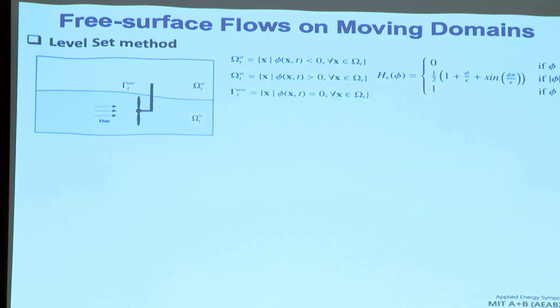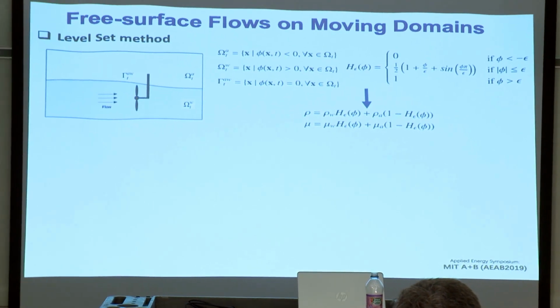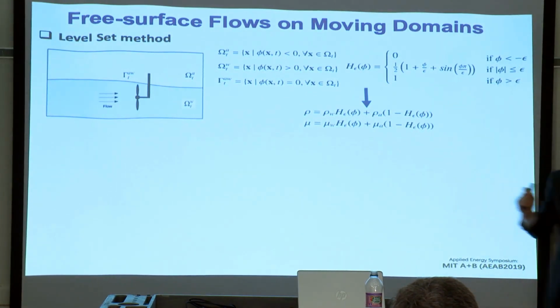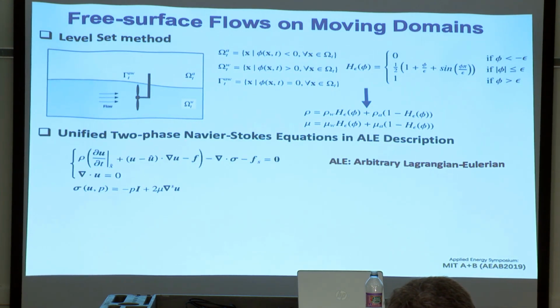With this level-set function, you can define a Heaviside function. With the help of the Heaviside function, you can define the fluid density and fluid viscosity at each point of this domain by linear interpolation between the air subdomain and the water subdomain. Once you have fluid properties, you can start to write down the Navier-Stokes equations for fluid flow. Here the equations are written in ALE description. ALE means arbitrary Lagrangian-Eulerian, which is a moving domain technique for solving the Navier-Stokes equations.